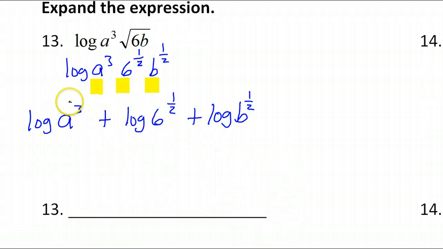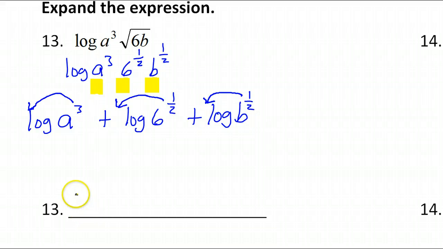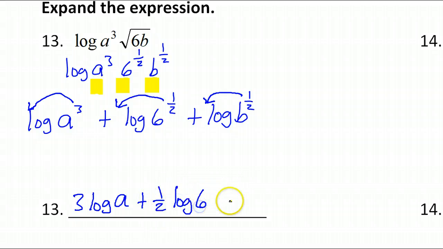Okay, as a final step, you have to remember to put these exponents in the front as coefficients. So your final answer will be 3 log A plus 1/2 log 6 plus 1/2 log B. So there's your answer to number 13.